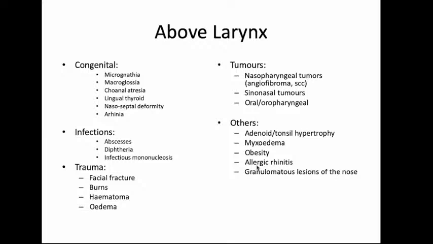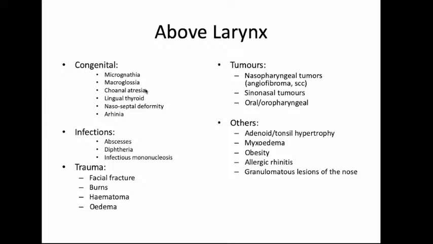So among the congenital ones, at the level of the oropharynx and oral cavity, you could have micrognathia. That is a small mandible, seen in some syndromes, which then pushes the tongue, the base of tongue, posteriorly and makes the airway small. Macroglossia, that's an extremely large tongue, which would prolapse backwards and cause obstruction.